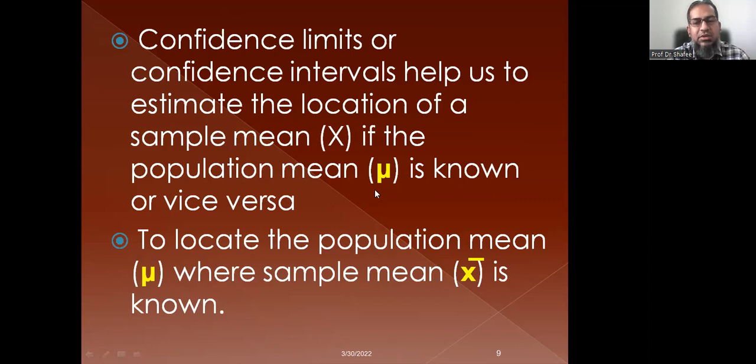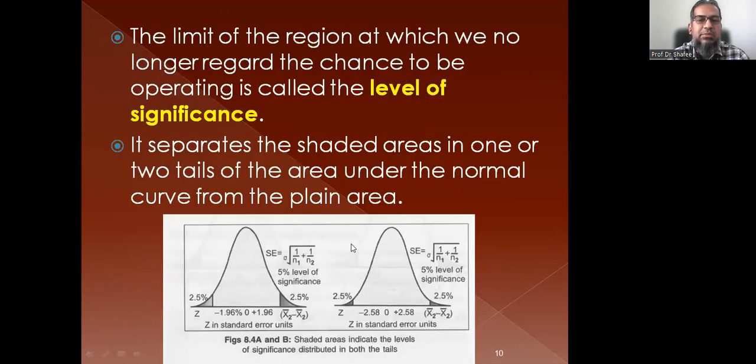So if the population mean is known, we can find out the sample mean. If the sample mean is known, we can find out the population mean, and also locate the population mean where the sample mean is known. So we can also find out the location of the sample mean or population mean with the help of estimating the parameter. The limit of the region at which we no longer regard the chance to be operating is called the level of significance. So here the observation will not be by chance.